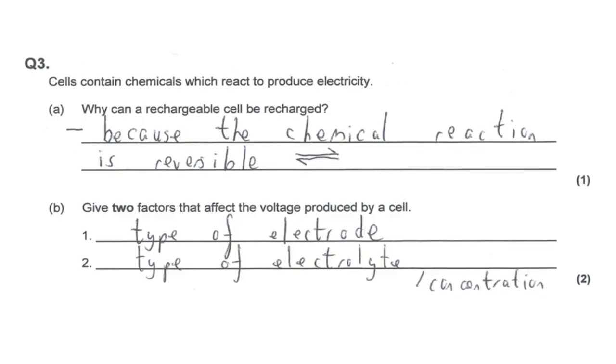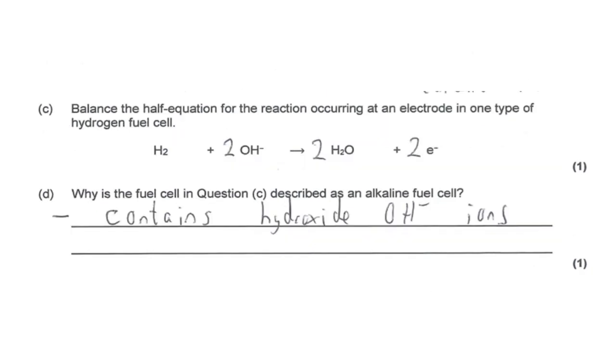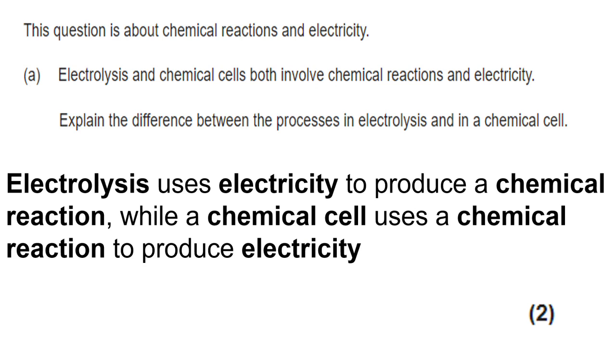Why can a rechargeable cell be recharged? The chemical reaction is reversible. Give two factors that affect the voltage produced by a cell: the type of electrode and the type of electrolyte and its concentration. Balance the half equation, just double it all up. And why is it described as an alkaline fuel cell? Because the electrolyte was usually potassium hydroxide or something with hydroxide ions as an electrolyte.